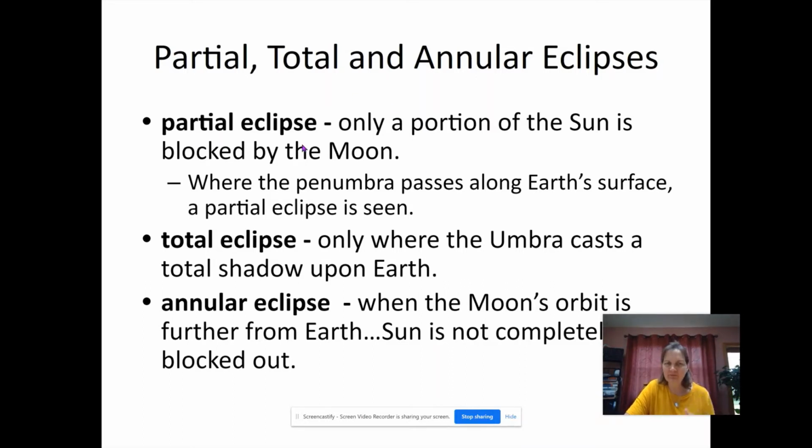So the eclipses have different names. Partial eclipse, that means only part of the sun is actually blocked by the moon. A total eclipse. And then what we call an annular eclipse, which I think that previous photo would be one of those.